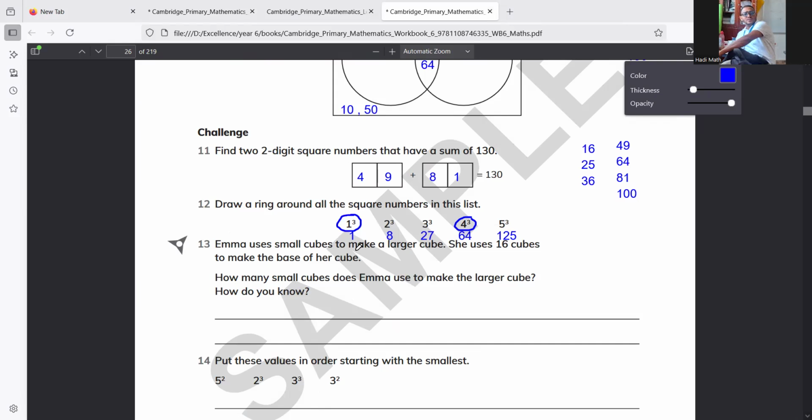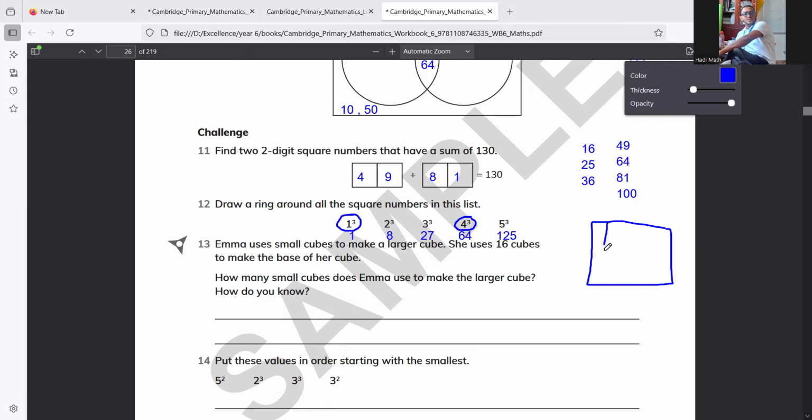Emma uses small cubes to make a large cube. She uses 16 cubes to make the base of her cube. How many small cubes does Emma use to make the large cube? And how do you know? Okay, let's go. We say the base is 16. Let's see if the base is 16.